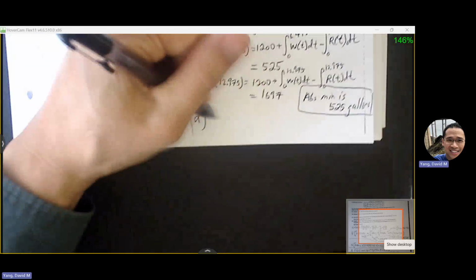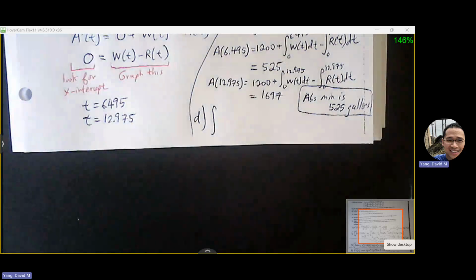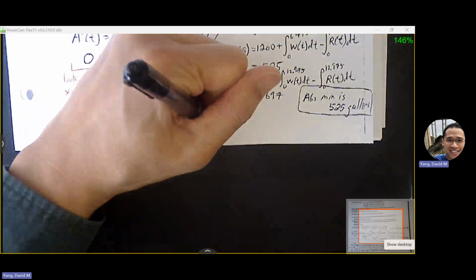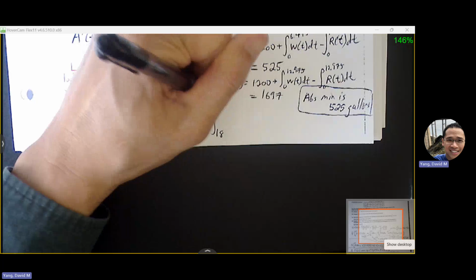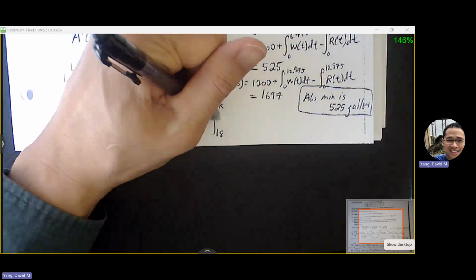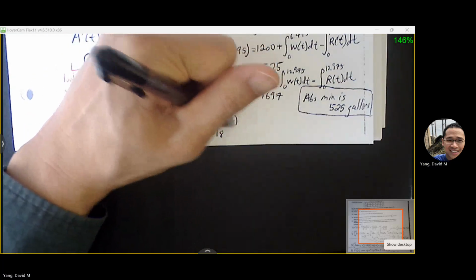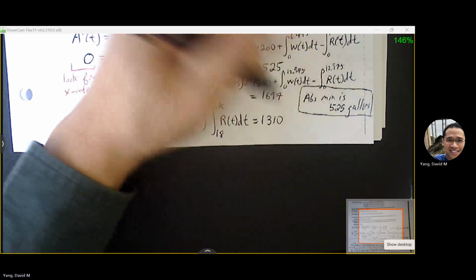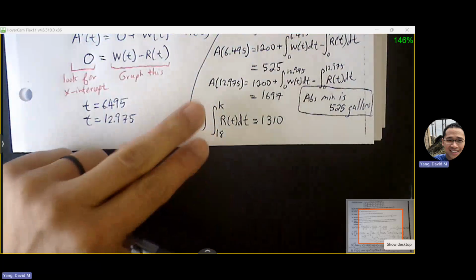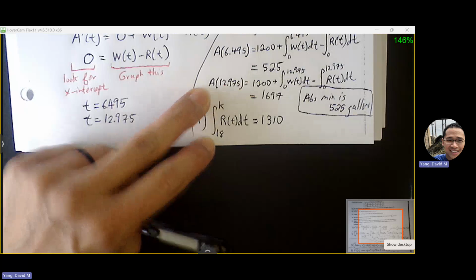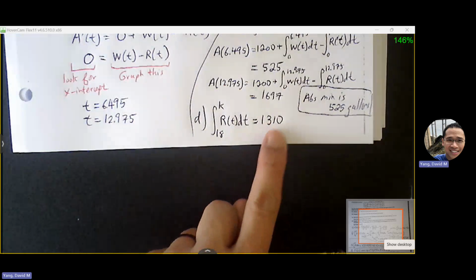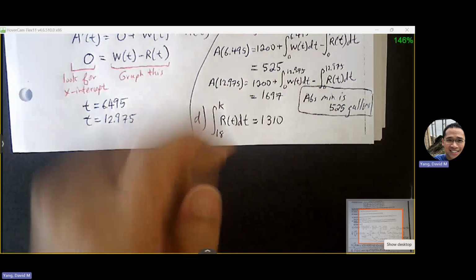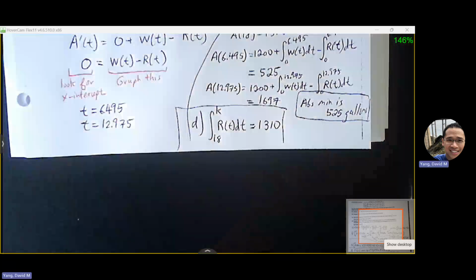So we can say integral, we just focus our attention now on R of t since W of t is no longer involved. So from 18 hours until the kth hour, we're going to keep running this R of t until we reach 1310, because that's how long it's going to take for all 1310 gallons to get drained out by R of t. That's all we need to do, just set up that equation.